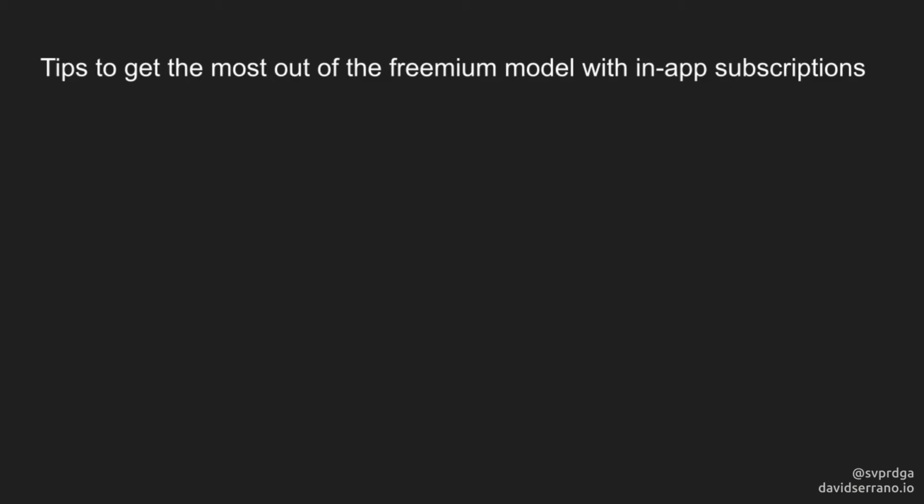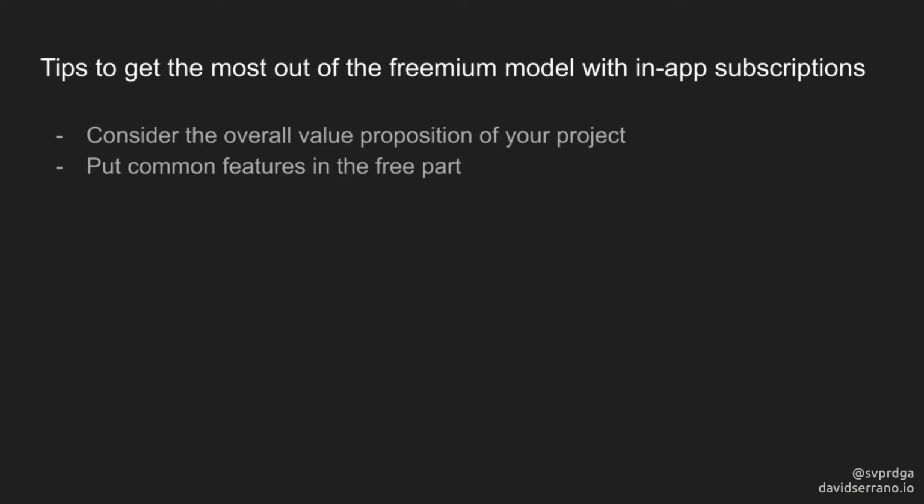First, carefully consider the overall value proposition of your project. Analyze what are the basic features that best highlight your app or game, and what could potentially be the upgrades that people would want to make on those basic features. If you think that a feature could be used by a large audience, it makes sense to include it in the free part. If instead it is something very niche that only certain groups of people could take advantage of, then add it as a paid feature.